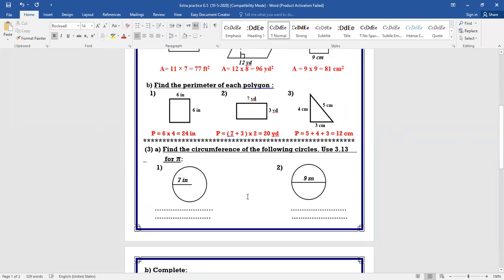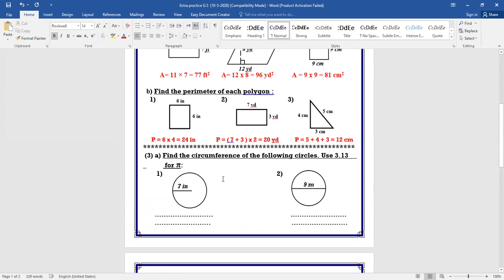Okay. Exercise number 3. Find the circumference of each circle and use 3.14 for the value of pi.